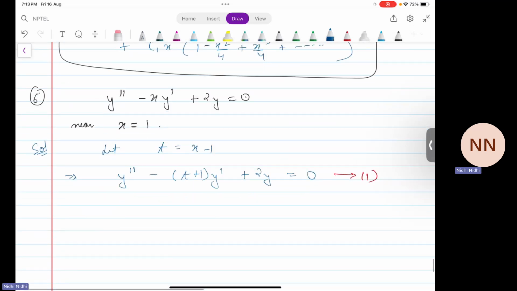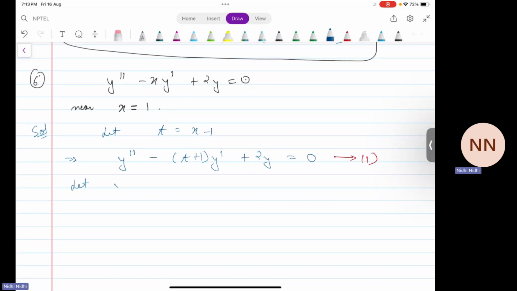Again we'll take y(x) as y(t). Since t equals 0 is an ordinary point, there exists some power series solution to differential equation 1. We'll take y(t) equals summation n from 0 to infinity c_n t to the power n. Now again, please calculate y dash, y double dash, substitute it in equation 2 and find the equation.